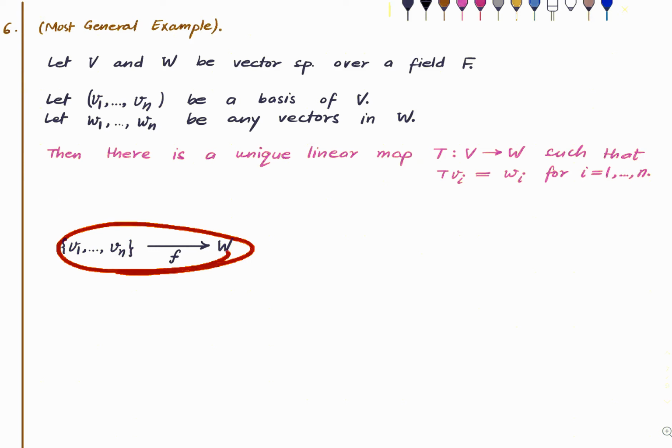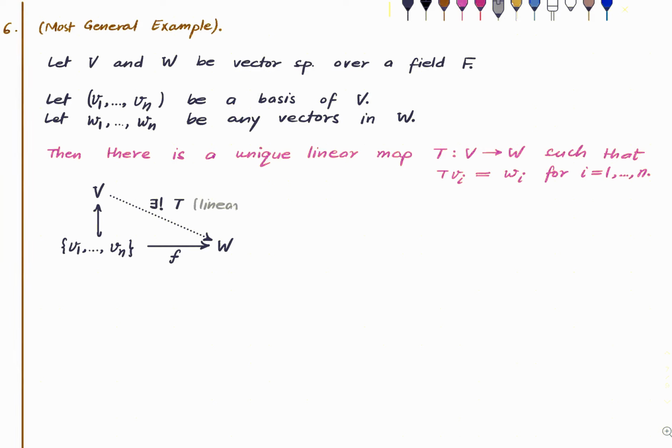What this map is corresponding to is basically f(v_i) = w_i. But in this diagrammatic thing, just choose any map from this set to that set. Then of course there is this inclusion map to V. And what we are saying is that there exists a unique linear map T which makes this diagram commute, meaning whether you go this way or you go that way, it's the same thing.